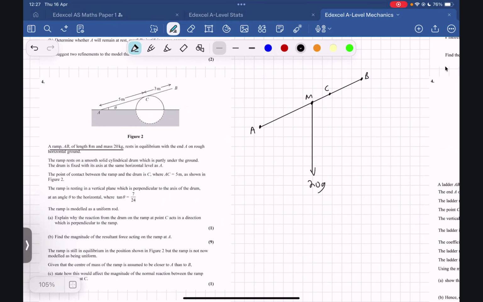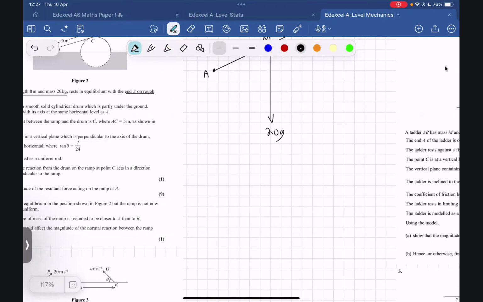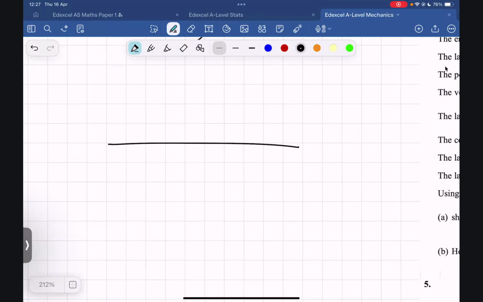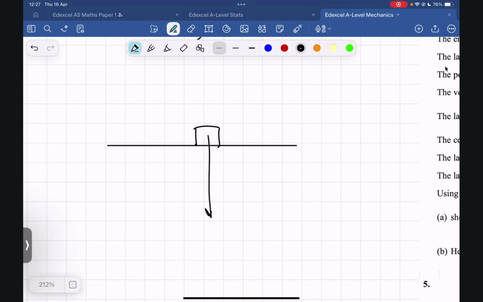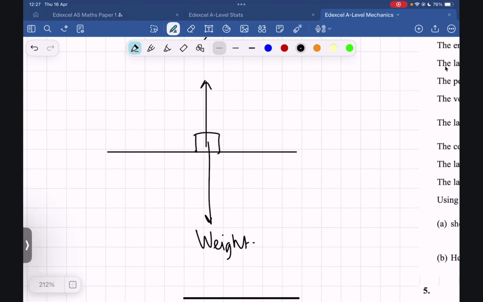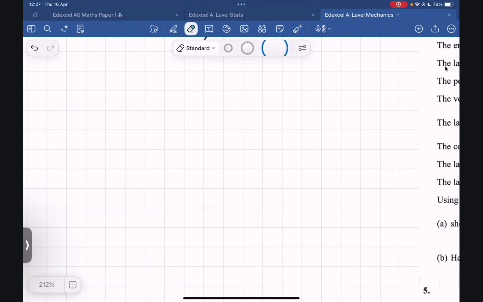It rests in equilibrium on rough ground. So I'm going to show you what to do with that. But before we do that, I'm just going to show you one more thing. You know when someone is standing on the ground, they have a weight, right? What force goes up from the ground? R. Exactly, R. So whenever there's contact, there's a normal contact force.